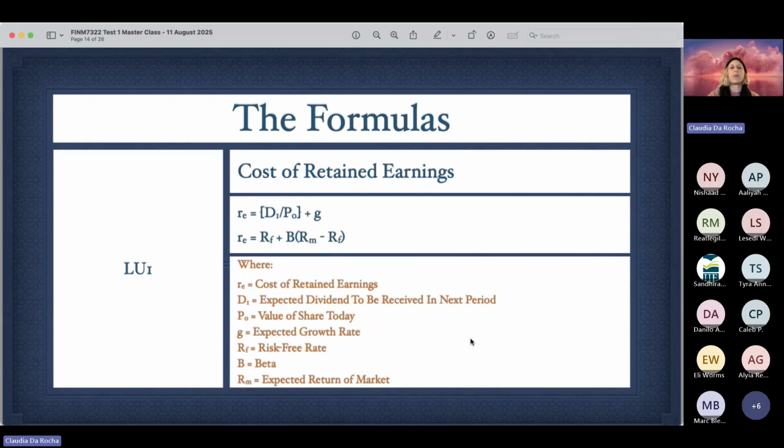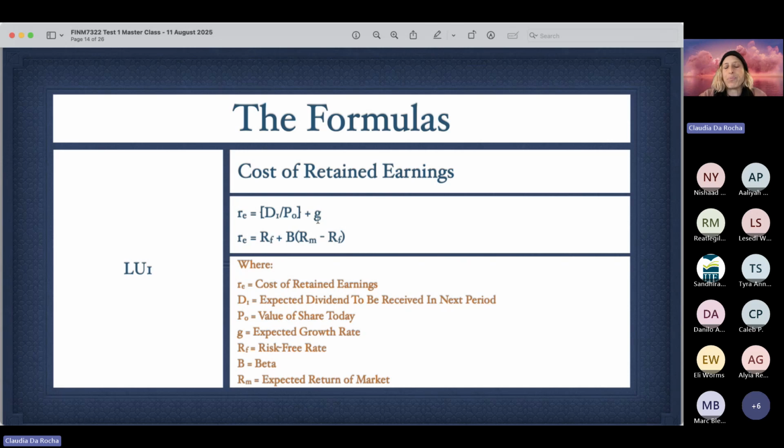It's either the dividend growth model formula that's been manipulated to solve for RE, or it is the CAPM formula that you would have learned in 3A. So it's one or the other, and it all depends on the question and what's being asked. That's very important. Here you have the first one, that is the dividend growth model formula. So it's the cost of retained earnings, and you take your expected dividend to be received in the next period over the value of the share today, plus your growth rate.